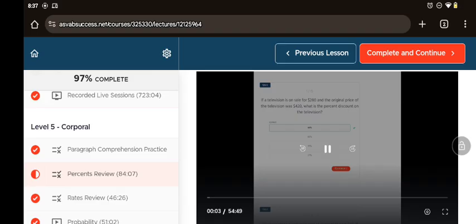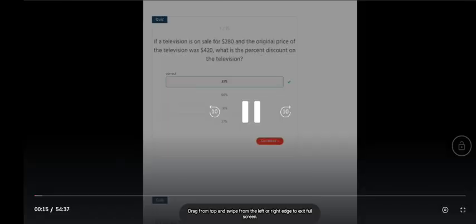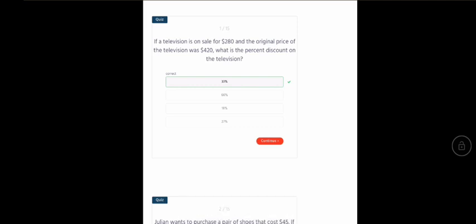As you study, if a television is on sale for $280 and the original television is $420, what is the percent discount on the television? First thing we're going to ask ourselves is, what is the question asking us for?